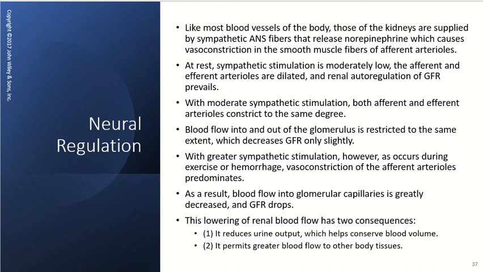However, with moderate sympathetic stimulation, both afferent and efferent arterioles are going to constrict to the same degree. Blood flow into and out of the glomerulus is going to be restricted to the same extent, and this is going to decrease glomerular filtration only slightly. With greater sympathetic stimulation, however, as we would see during exercise or hemorrhaging, vasoconstriction of the efferent arterioles is going to be predominant. So as a result, blood flow into the glomerular capillaries is going to be greatly decreased, and our glomerular filtration rate is going to drop.